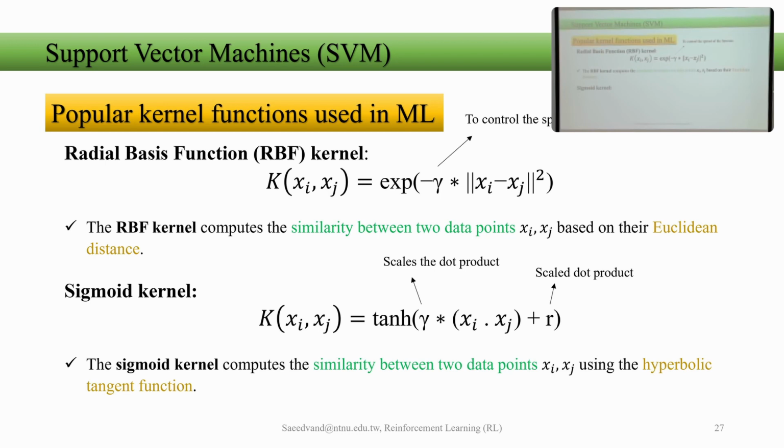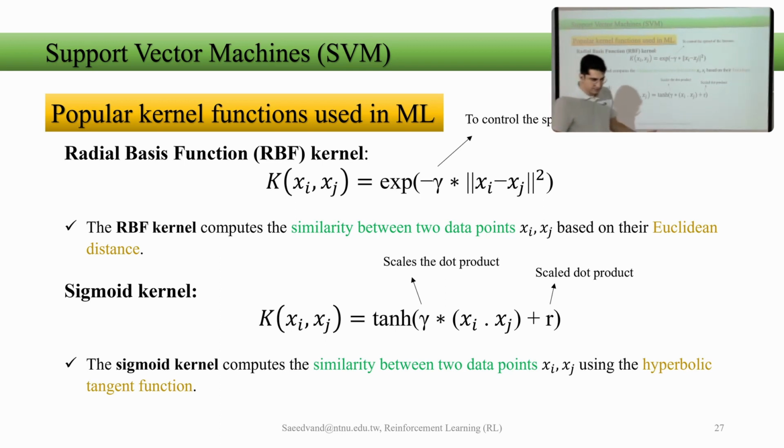On the other hand, the fourth one is the sigmoid kernel. With the sigmoid kernel, we can write the kernel of xi and xj as equal to the tangent hyperbolic of this term over here. Again, we have two hyperparameters: gamma, which scales the dot products, and r, which again adjusts the scale. So we need to put some value into the tangent hyperbolic, then we can calculate the kernel.